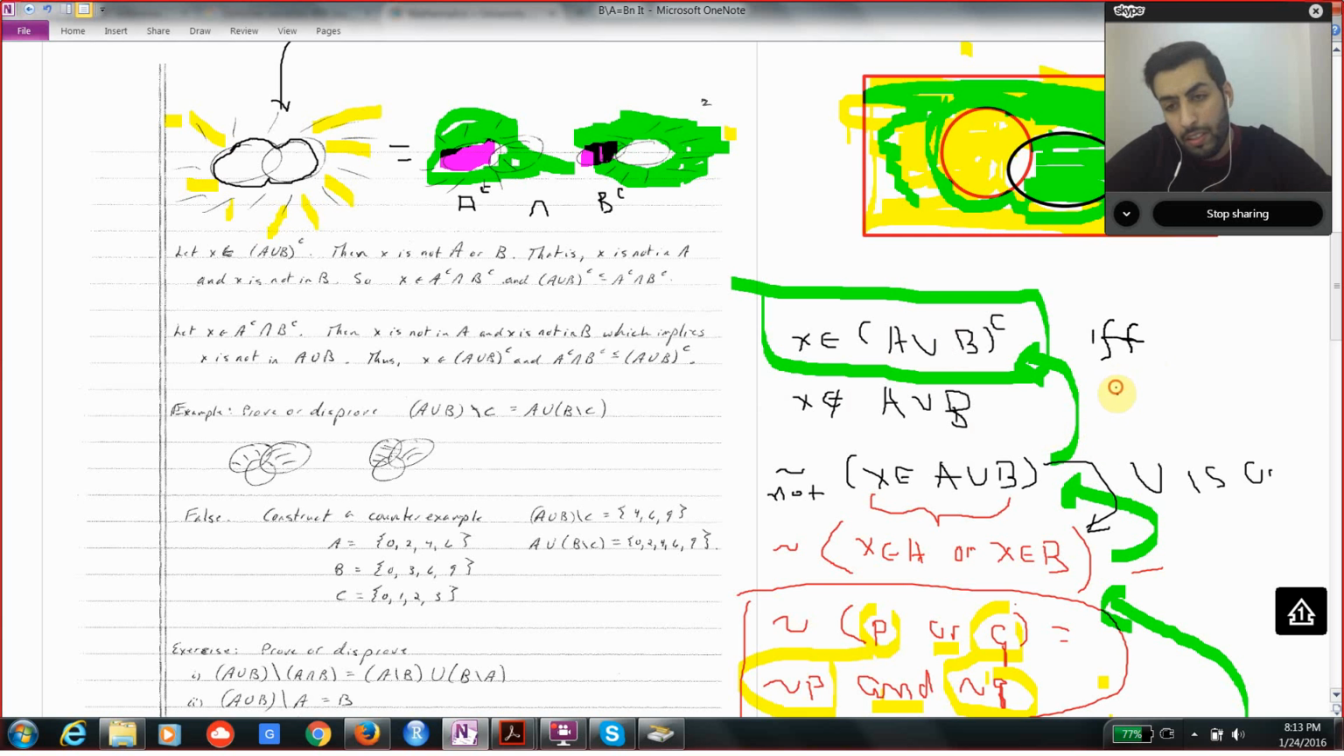And I keep on writing these if and only ifs. Sometimes people write a double arrow. You can write a double arrow too. It means the same thing. I like the double arrow because the double arrow shows you that it's reversible, right? So a person can look at my proof and they can automatically see that I'm proving both ways at the same time.